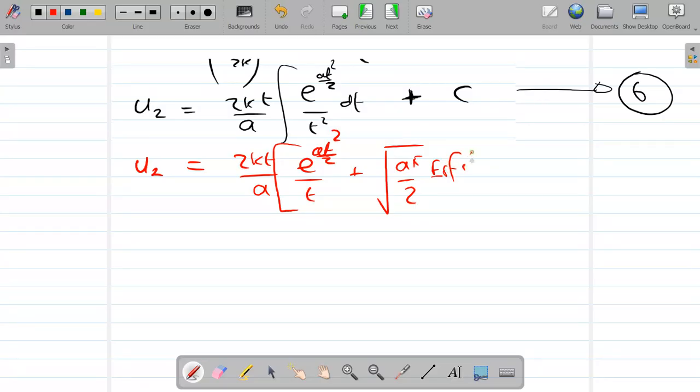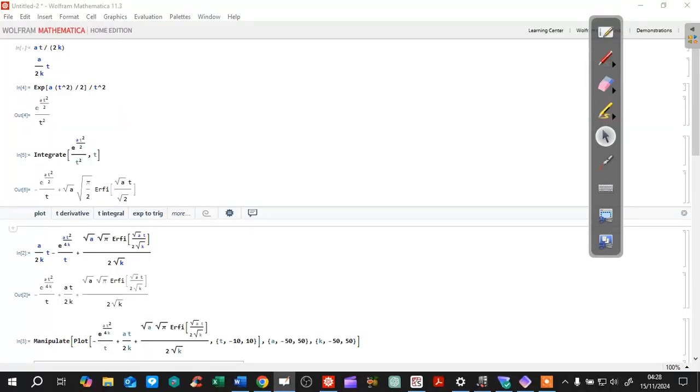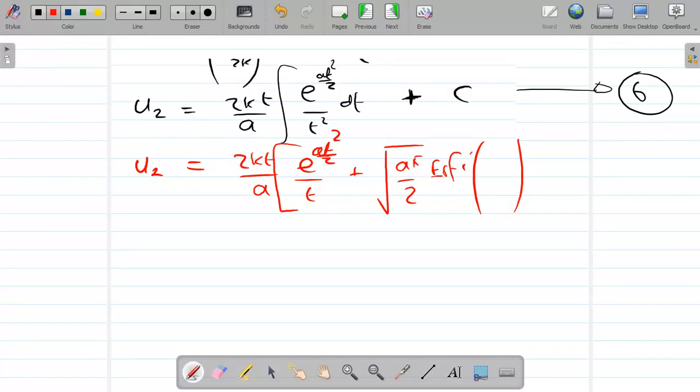the error function, the imaginary error function of, and what does it give? You've probably got a better memory than me. Square root of a over the square root of 2. I'm going to write it like that. Square root of a over the square root of 2t. And we've got, well, we'll put the constant of integration there.